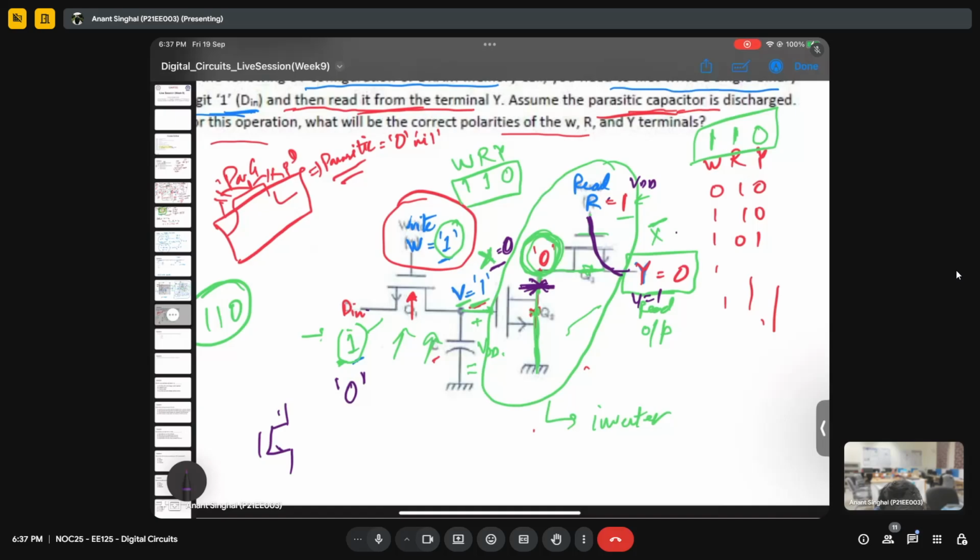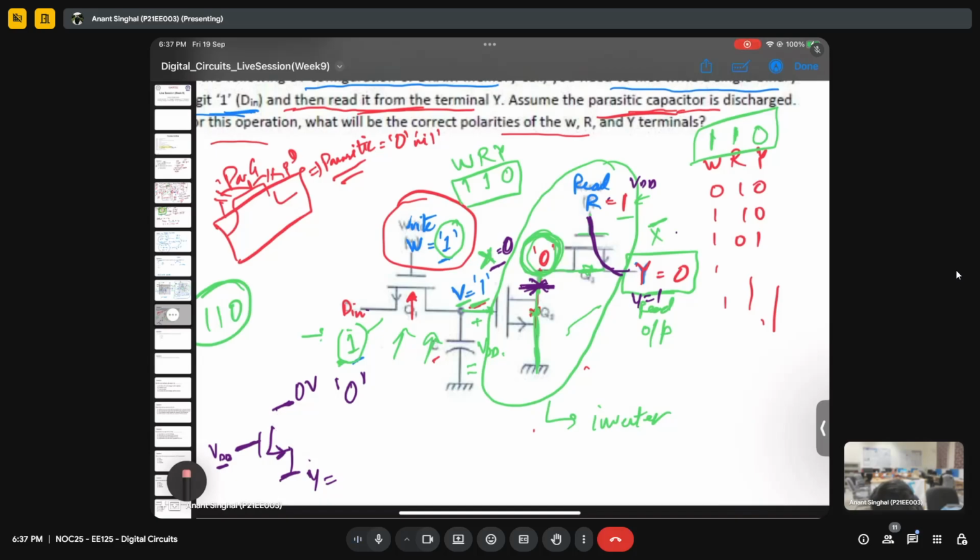So what I'm trying to say is your drain is not even connected. Sorry, not VDD, but let's say this is connected to 0 volt, and this is from where you are reading. So let's say this is Y. And once you make the transistor gate voltage greater than the threshold, or high voltage, the transistor acts like a short circuit. No, no, no, this is not correct.